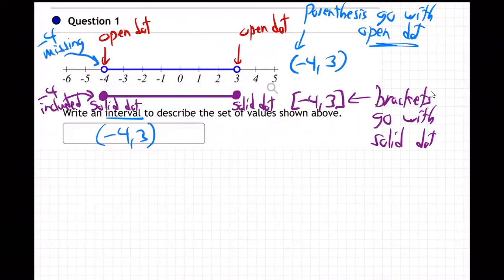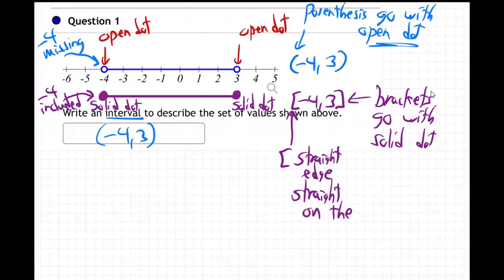Okay, so what are the parentheses and brackets? Well, the bracket has a straight edge. We are straight on the -4, right? The bracket -4 is, and same thing with the +3. A bracket means you're straight on that number. You include that number. You're straight on, right on the -4.